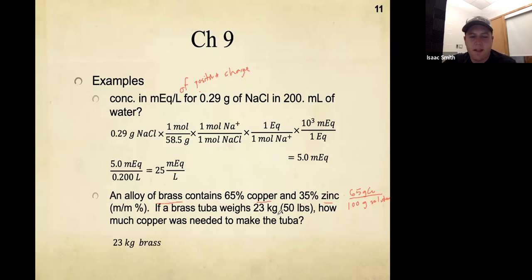Okay. So if a brass tuba weighed 50 pounds, how much copper was needed to make the tuba? Okay, so we start with 50 pounds, which is 23 kilograms of brass. Brass is our solution, right? That's the alloy, it's the mix of the copper and zinc. We can cancel out kilograms of brass using the mass percent, and it tells us how much copper is in that. Okay.